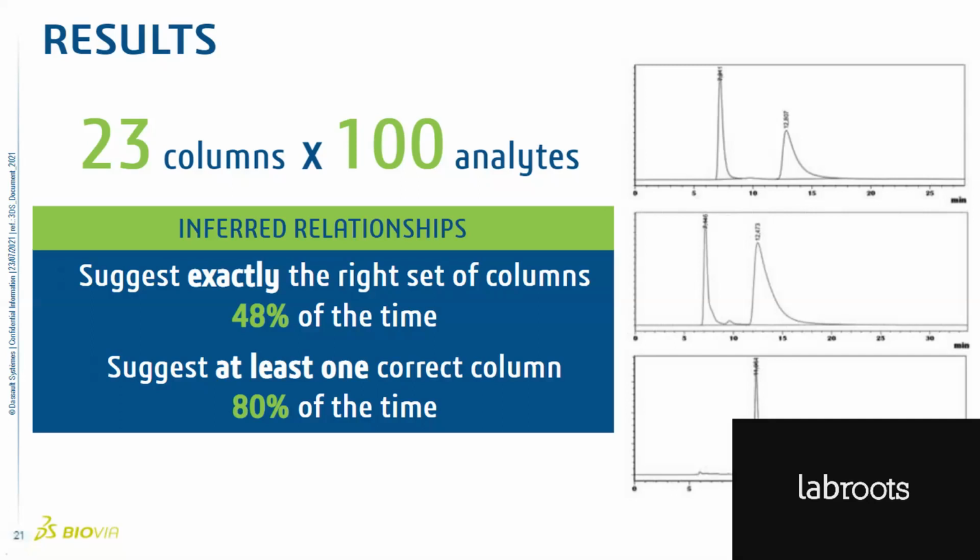At least 80% of the time, we were able to select at least one correct column that could be used to separate the compound in question. So that's pretty good results. And I think that it's even better when you think about the fact that the individuals who ran this proof of concept within BIOVIA were not in any way chemists. They were just data scientists that just had a basic understanding of how analytical chemistry and HPLC column separations work. So we're really excited about this.